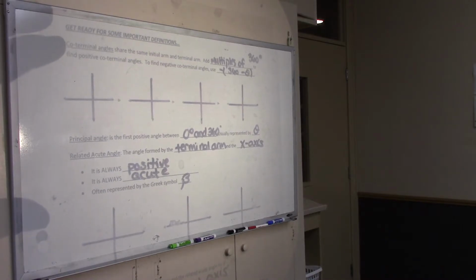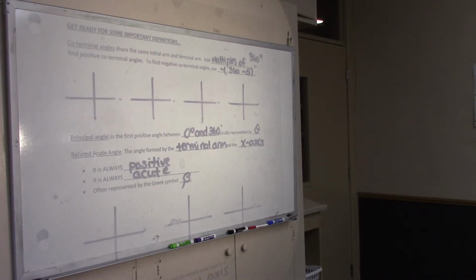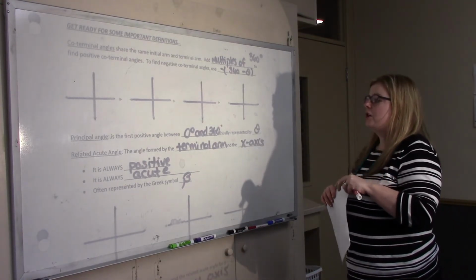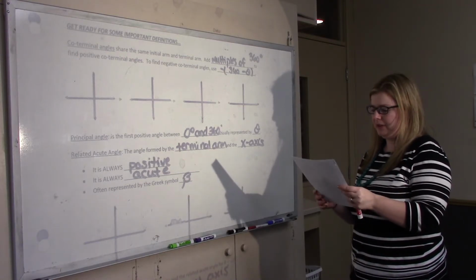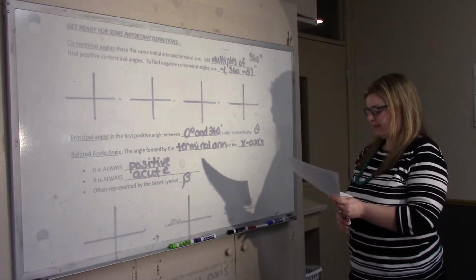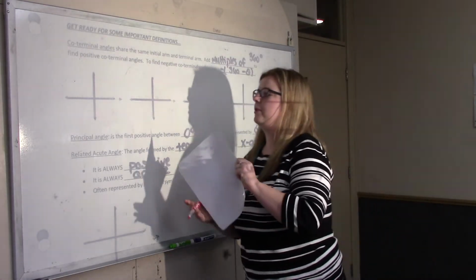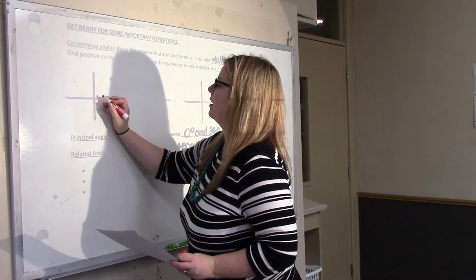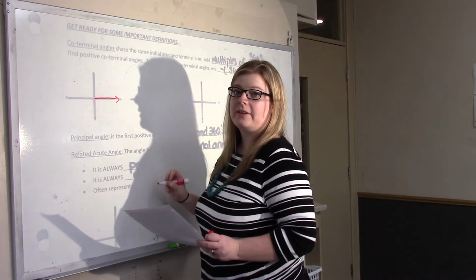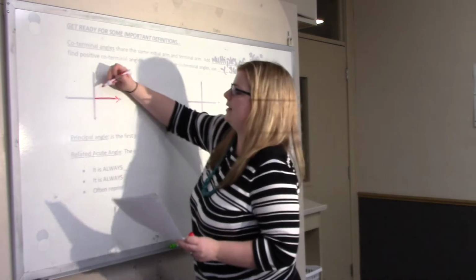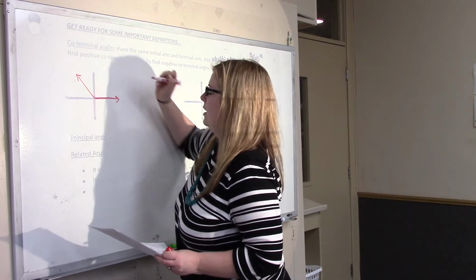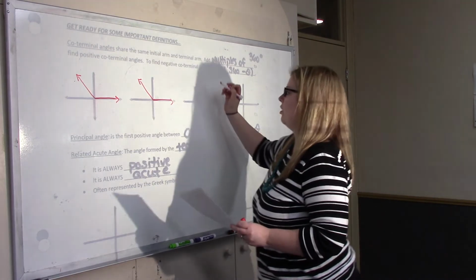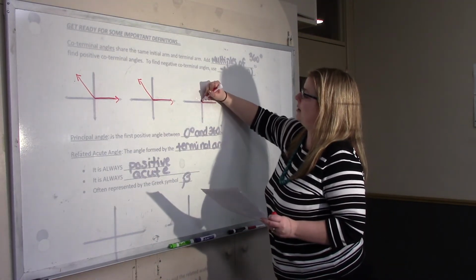So coterminal angles, this is your first important definition. Coterminal angles share the same initial arm and terminal arm. Okay, so they look the same is really what the deal is. So before we get to the rest of that, let's just draw a set of coterminal angles. So they all have the same initial arm, always on the x-axis, the positive x-axis. And let's make it about here, okay? So do your best to replicate that exact same angle on all 4 of these little Cartesian planes.